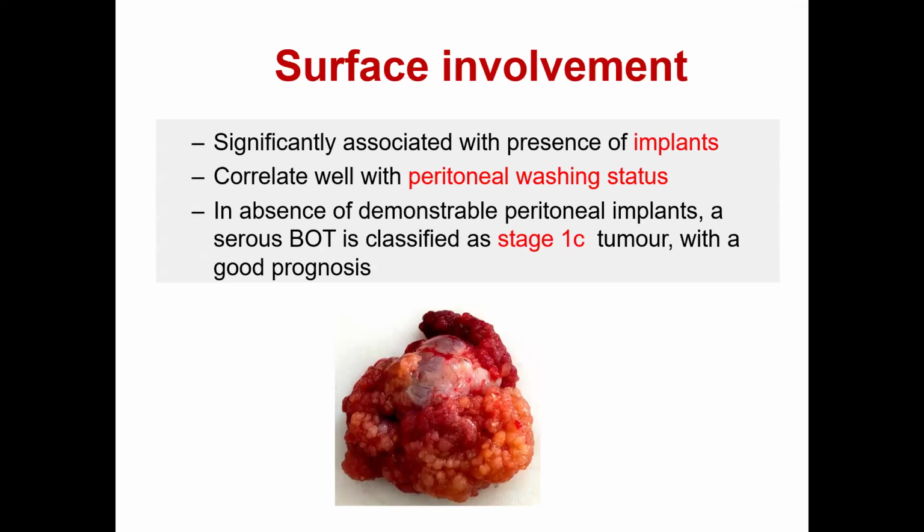So these cases are more likely to have implant, and more likely to have positive peritoneal washing, as these papillae on the surface will yield some cells in the peritoneal fluid. In the absence of a demonstrable peritoneal implant, this is called borderline tumor stage 1C and has a good prognosis.